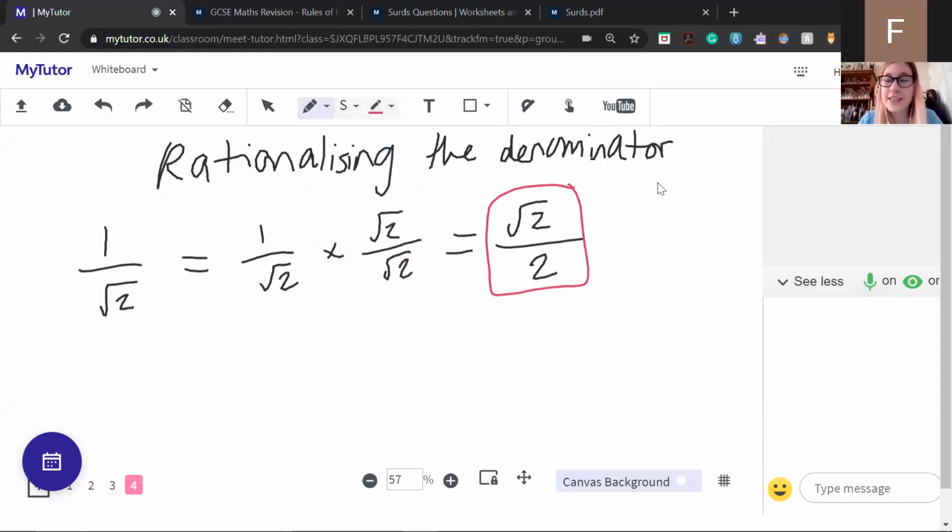And this is a form that we like. This is nicer. So if you don't believe me, try putting them in your calculator, 1 over root 2 and root 2 over 2. And you'll see that they give you exactly the same thing.